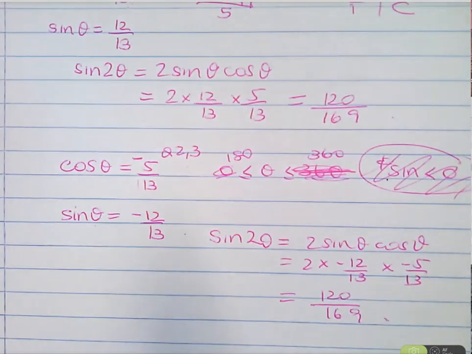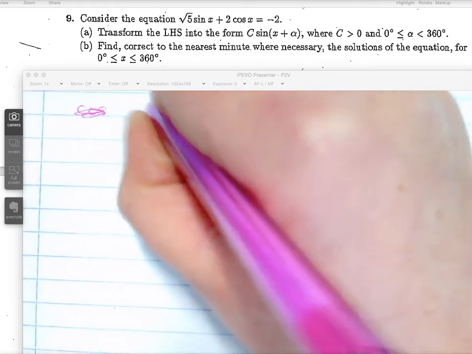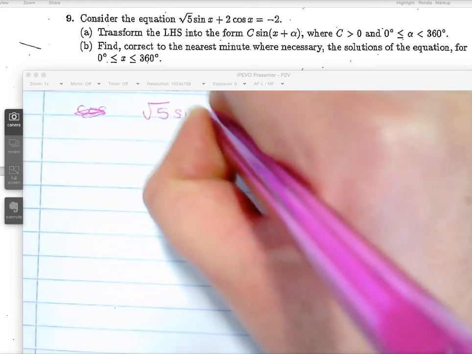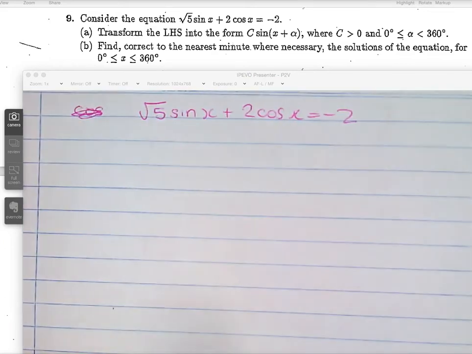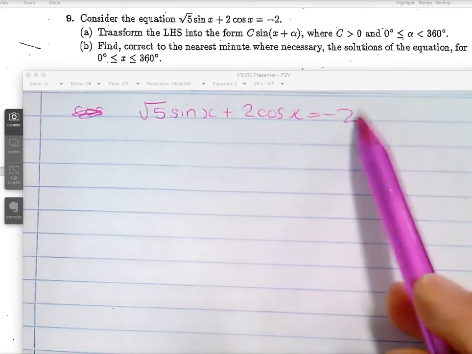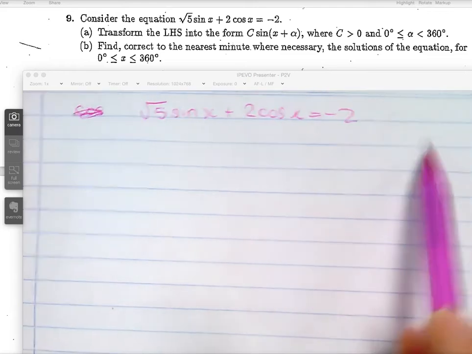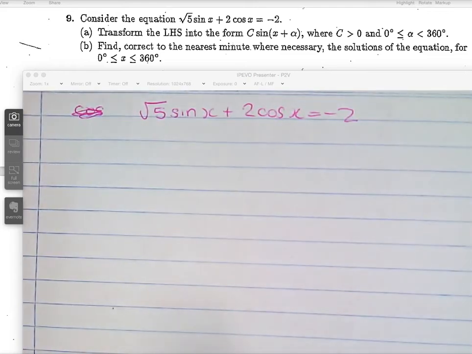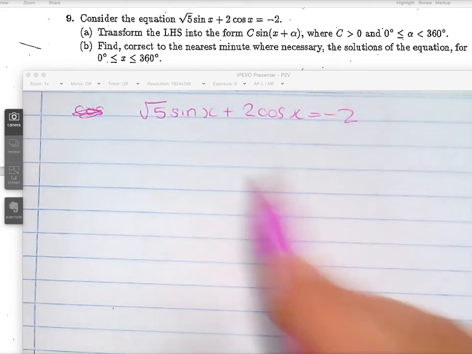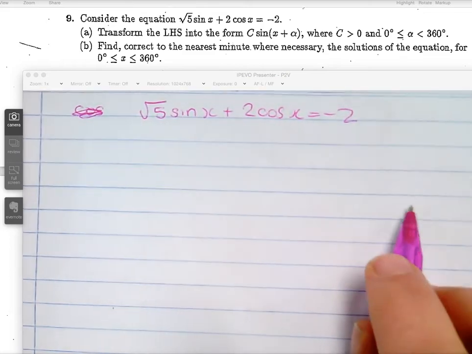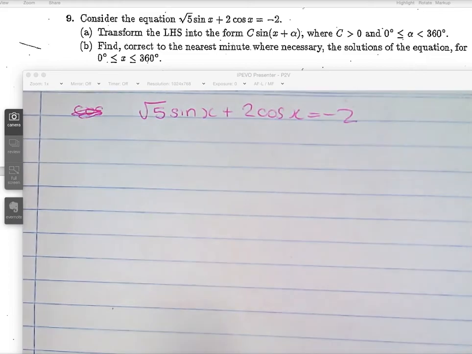Now, with this one, we've got this equation: root 5 sine x plus 2 cos x equals negative 2. This has sine, cos, and a constant. Forget taking the cos to the other side and dividing by cos. You can't. If that was equal to 0, you could. So you have to use what's called the auxiliary angle method or the T formula.